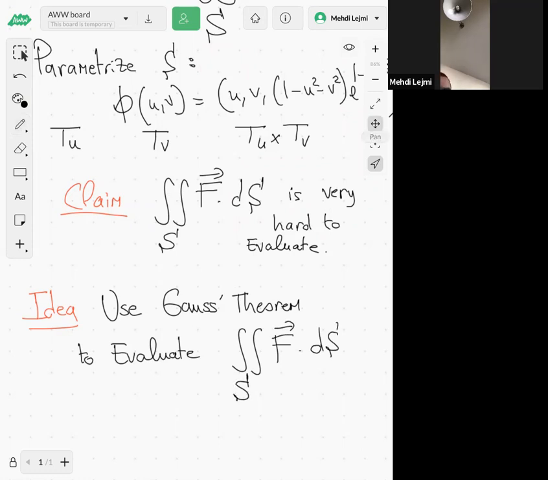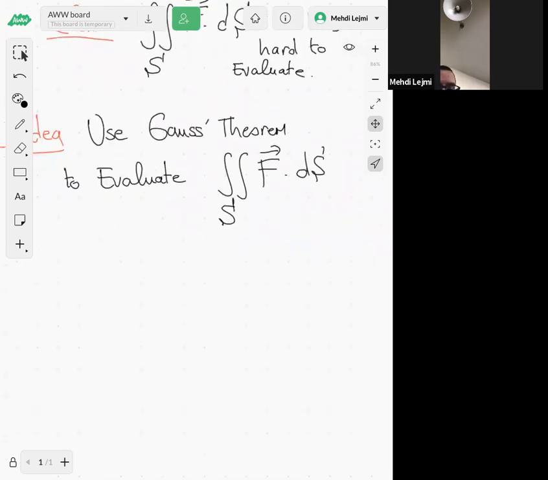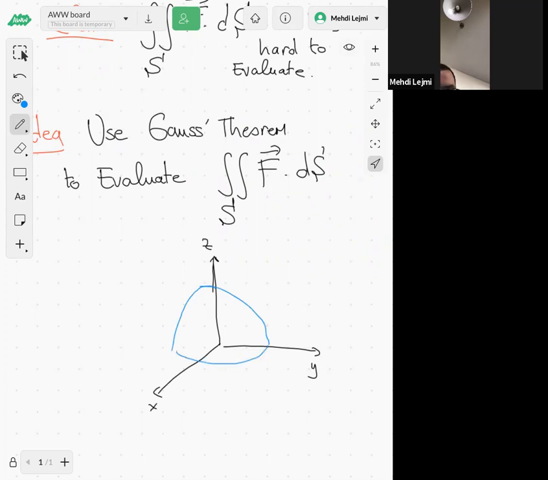Okay. Now, of course, in Gauss theorem, we have a solid E, and the surface S would be the boundary of the solid E, right? So we need first to start with some solid. So what's my surface S? This S here is, as I said, this twisted paraboloid, right? This one here. Okay, so this is my surface S.